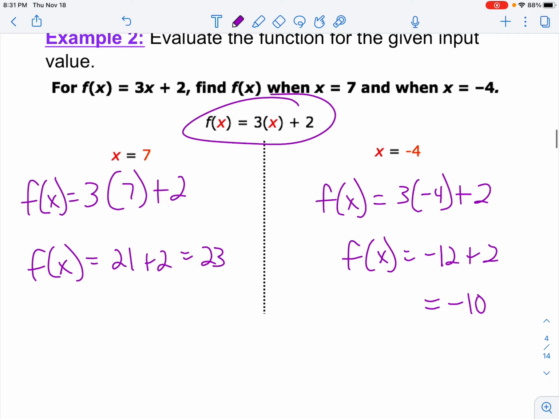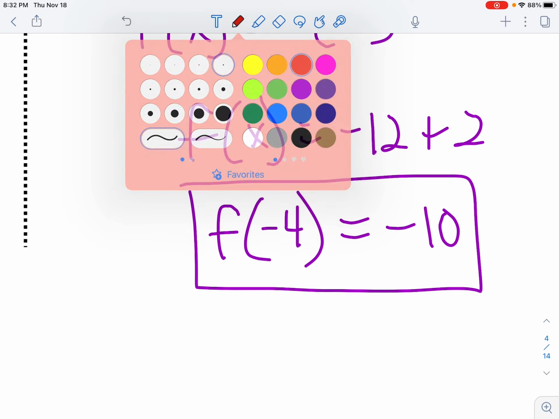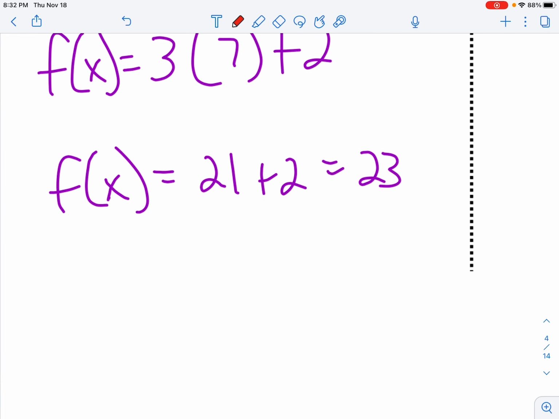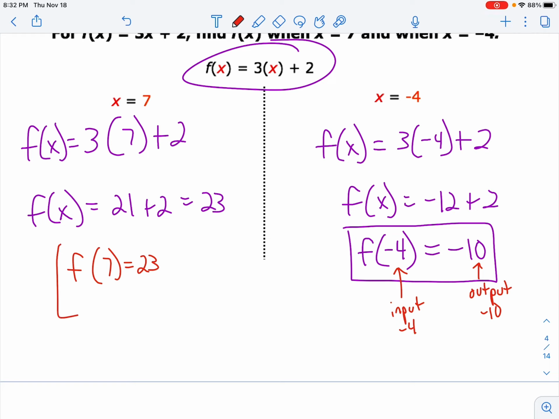And what you should also do is write the function notation. You should write whatever the x value is that you plugged in. Instead of f of x, you write f of negative 4. So that'll tell the reader that we took the f function and plugged in negative 4 and got out a negative 10. That's what this is saying. We input negative 4 and we output negative 10. I should have done that over here as well. So f of 7 equals 23. So that's like your final answer right there.